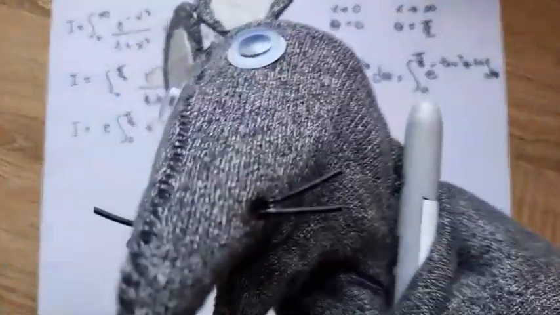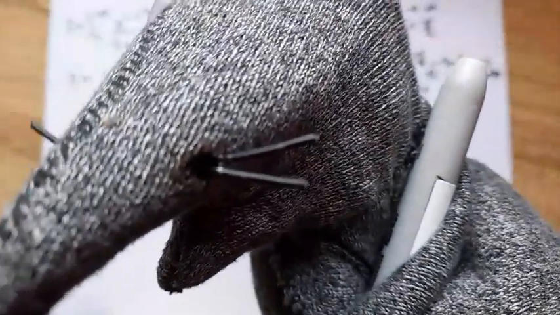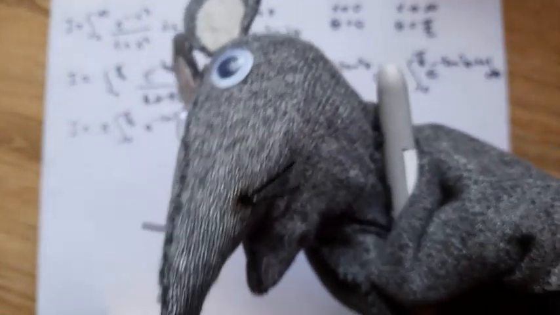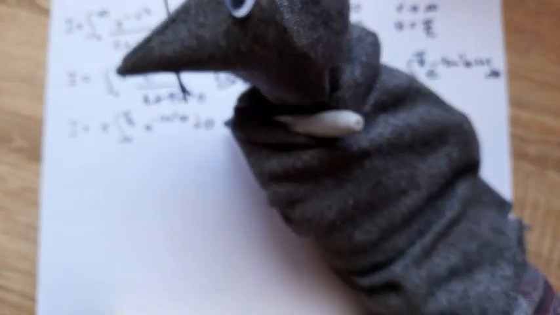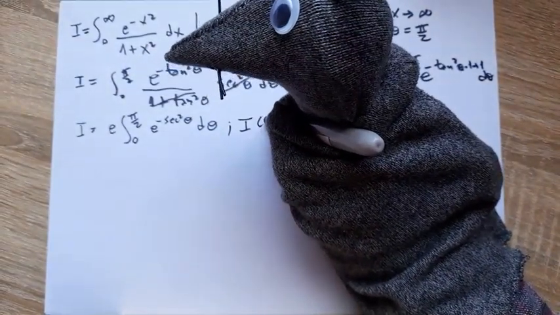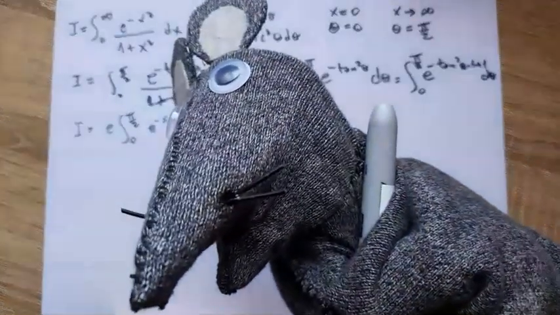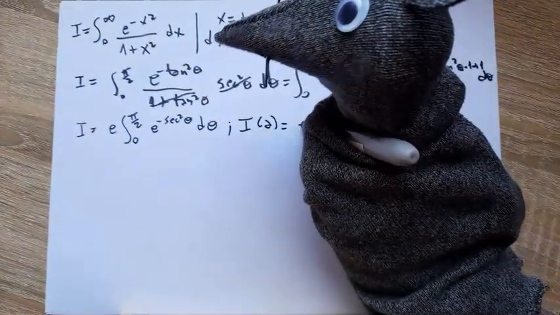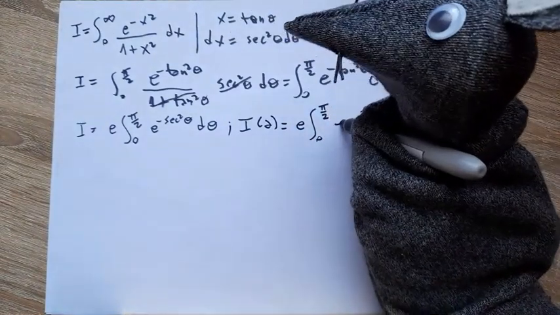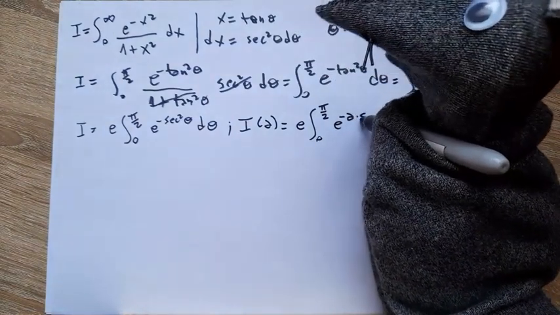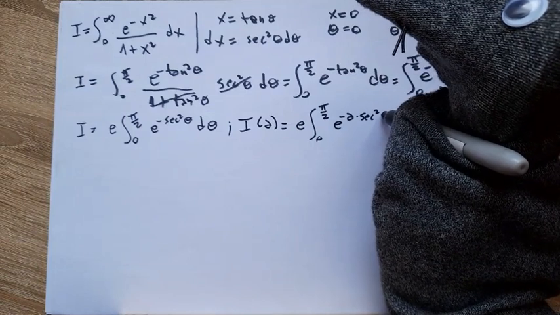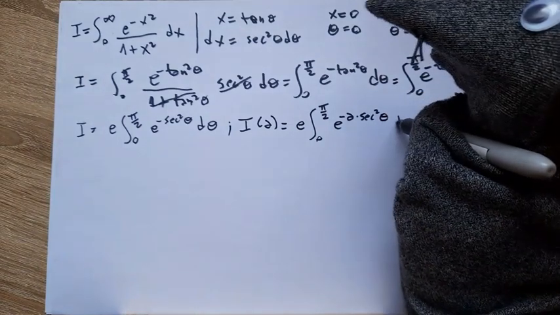Yeah. So now we will make a trick. And the trick is called the Feynman trick. It's very useful. So we will introduce a parameter, so our integral will now be a function of this parameter a. We will rewrite the same integral and we will put the parameter in the exponent of the exponential, d theta.